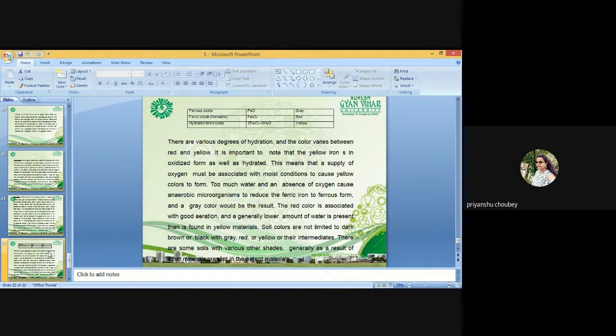The value refers to the relative lightness or darkness of color, the amount of reflected light, the value of zero being black. The chroma represents the purity of dominant color, the strength of the color, chroma of zero being a neutral gray.